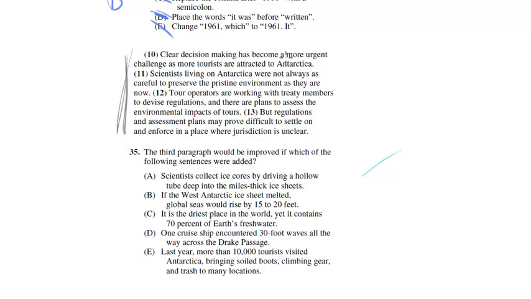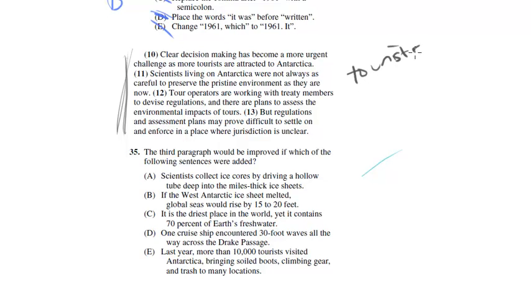Clear decision-making has become a more urgent challenge as more tourists are attracted to Antarctica. Scientists living on Antarctica were not always as careful to preserve the pristine environment as they are now. Tour operators are working with treaty members to devise regulations, and there are plans to assess the environmental impacts of tours. But regulations and assessment plans may prove difficult to settle on and enforce in a place where jurisdiction is unclear. So here we're talking about tourists, right?